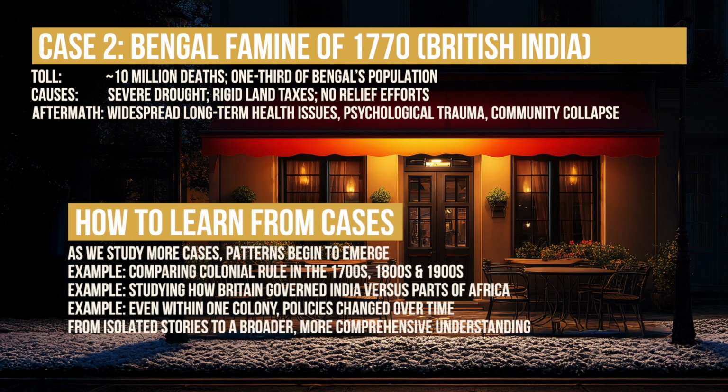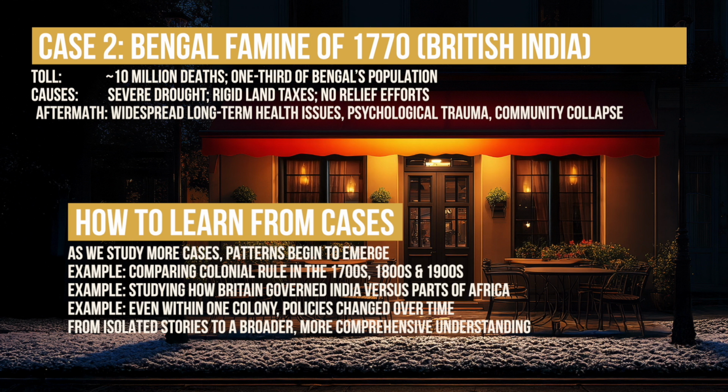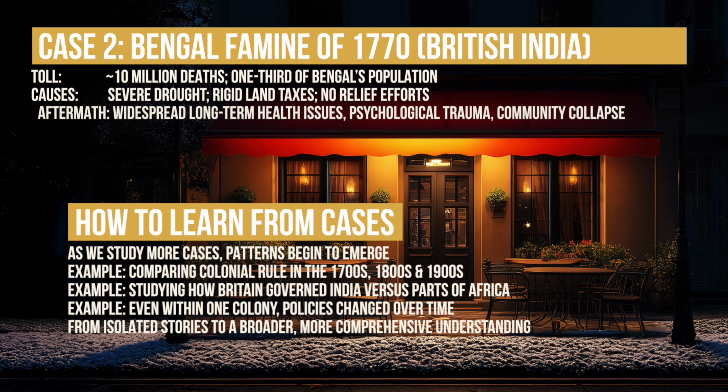For instance, comparing colonial rule in the 1700s, 1800s, and 1900s reveals how strategies evolved from early economic control to full-scale territorial administration. Similarly, studying how Britain governed India versus parts of Africa highlights internal differences within a single colonial power. Even within one colony, policies changed over time. British rule in India in the early 1800s differed significantly from that in the late 1800s.